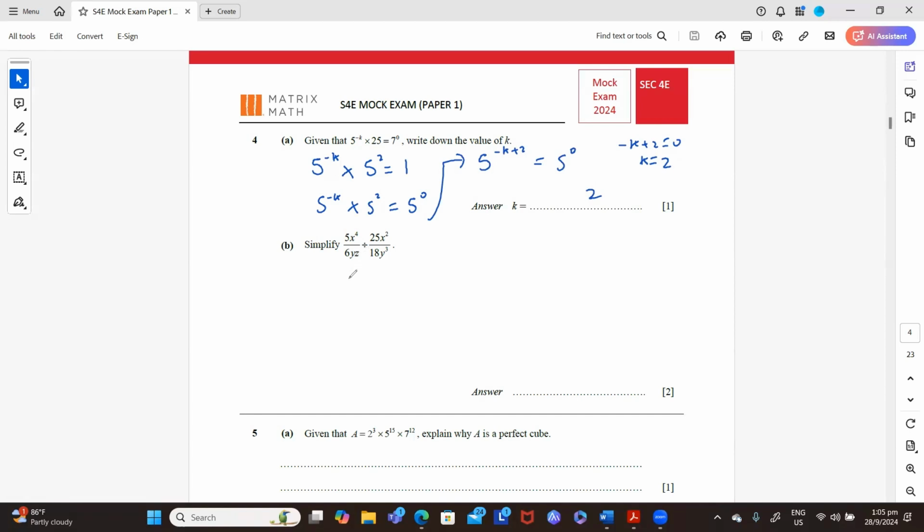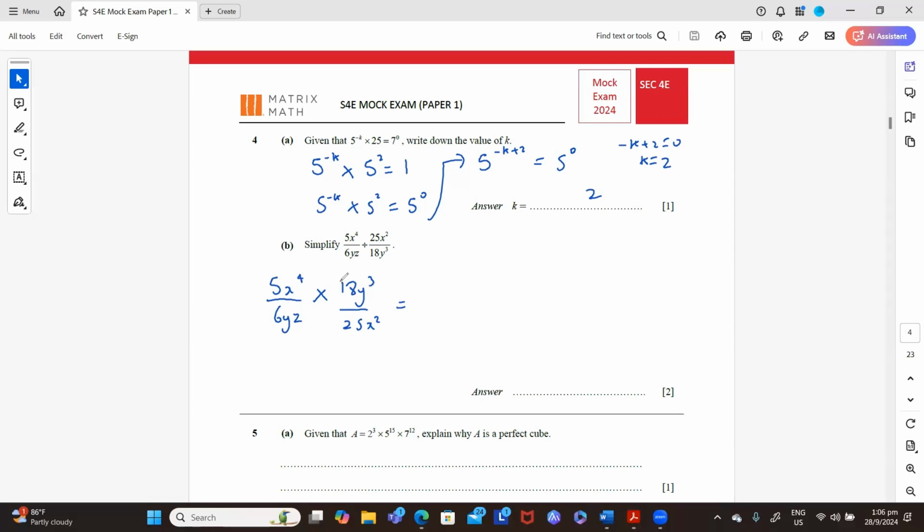Okay, part B, simplify the following. Okay, so the first thing you want to do is write down 5x to the power 4 over 6yz. Since there's a division, write times, so it's 18y cubed over 25x squared. Okay, so over here, this is what I will recommend, but if you want to do it in your own way, please go ahead, okay? So what I recommend is try not to do cross cancellation because it tends to get messy. Plus, you have a calculator, so you don't really need to do cross cancellation that much. So to play it safe, you just take numerator times numerator, denominator times denominator.